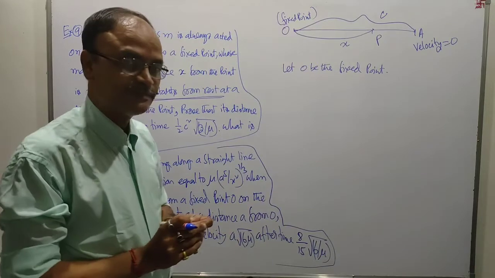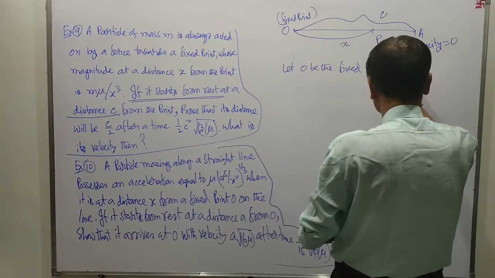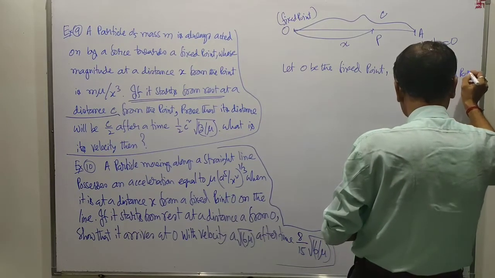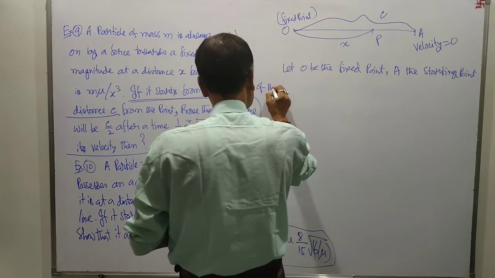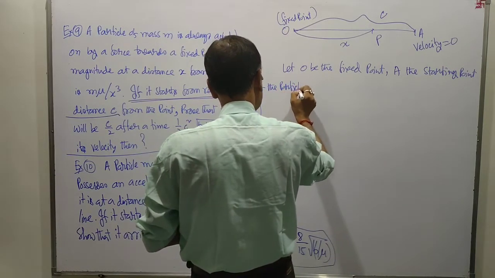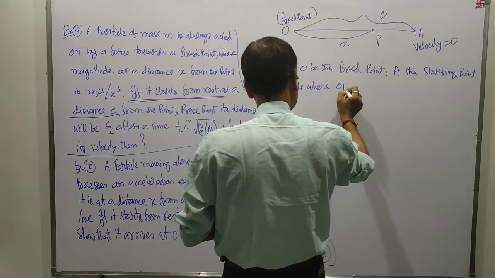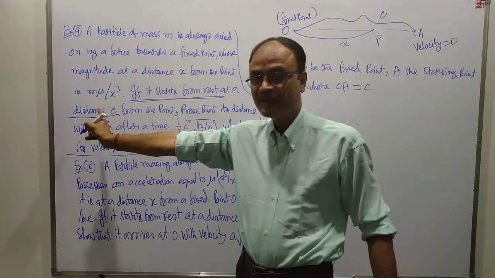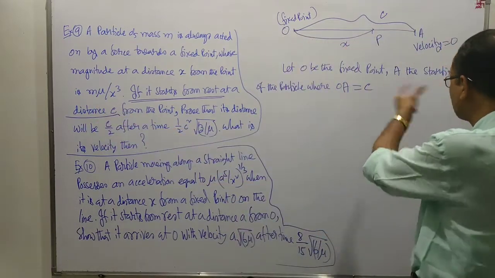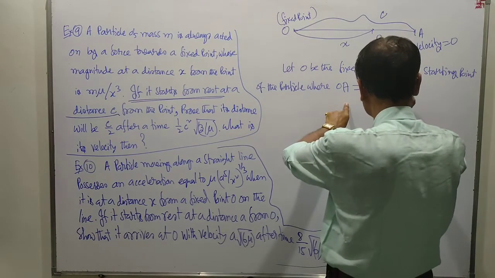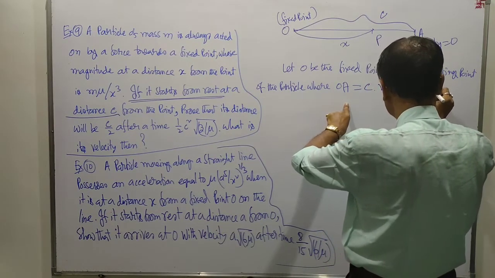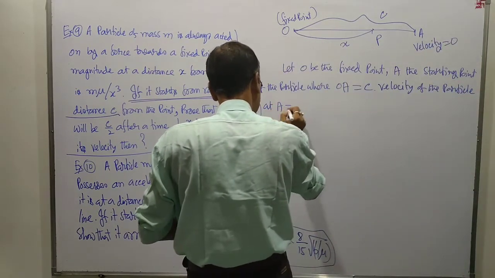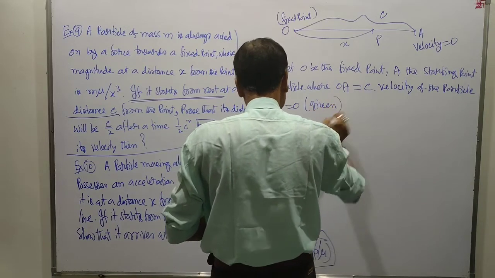Let O be the fixed point, A the starting point of the particle, where OA equal to c. It is given that OA is equal to c. Velocity of the particle at A equal to 0. It is also given.